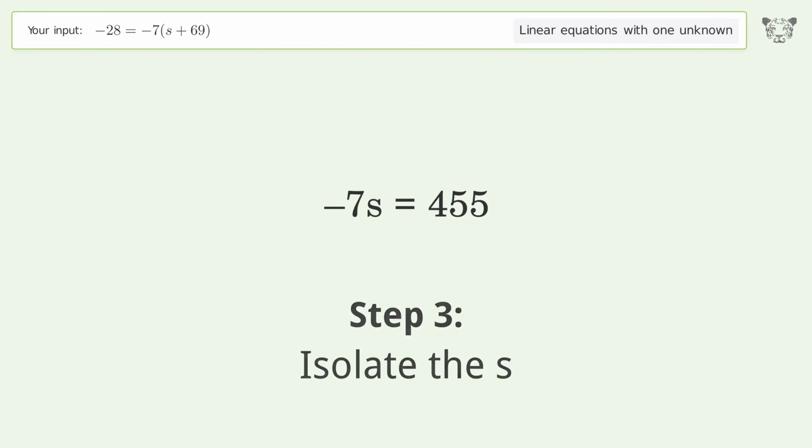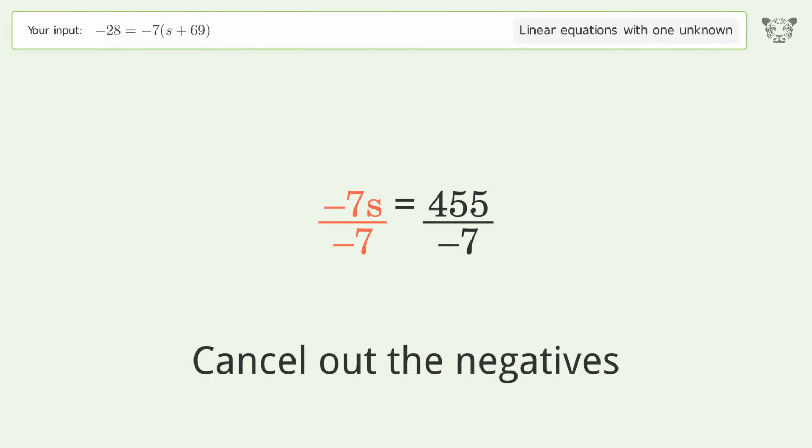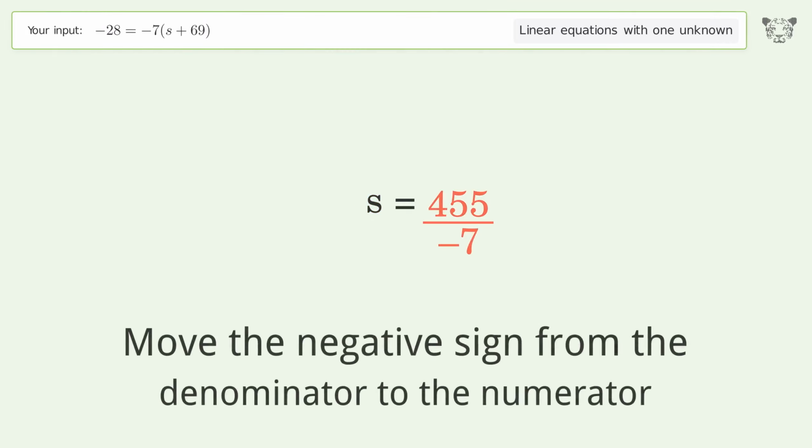Isolate the s. Divide both sides by -7. Cancel out the negatives. Simplify the fraction. Move the negative sign from the denominator to the numerator.